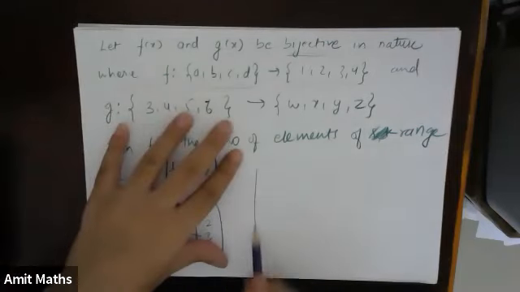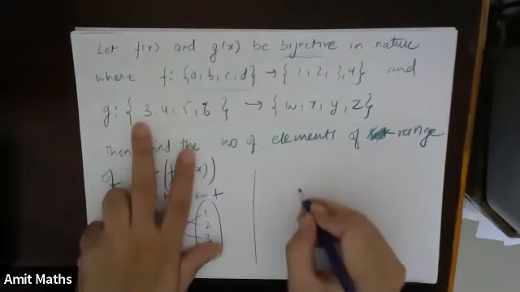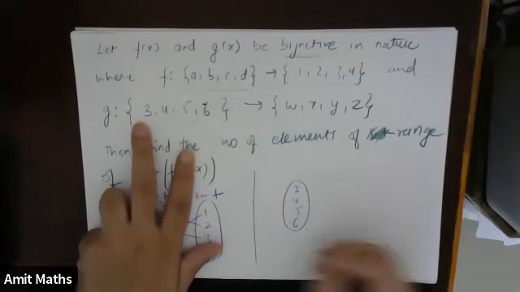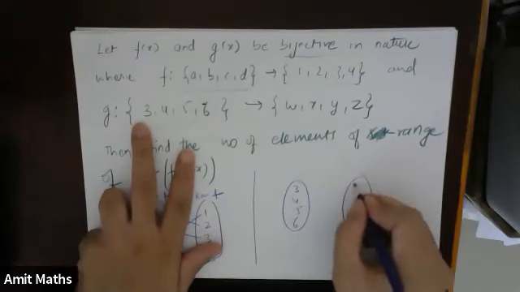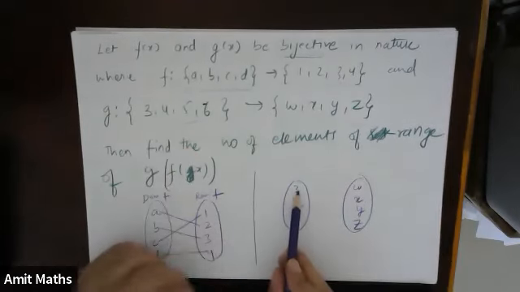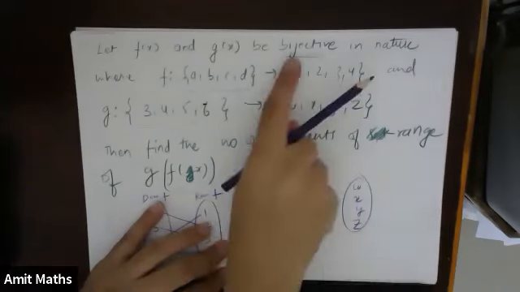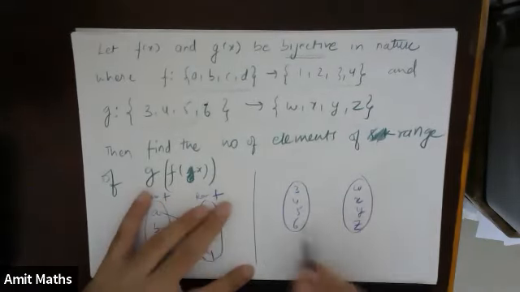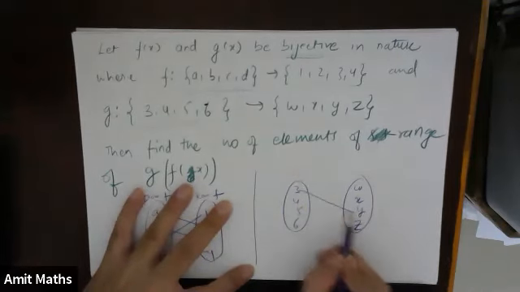Now let's look at g. g is from the set 3, 4, 5, 6 to the set w, x, y and z. Again, this is also bijective in nature, so every element will be linked with only one and nothing should be left out. So let's take any random mapping. Let's say this is the mapping.